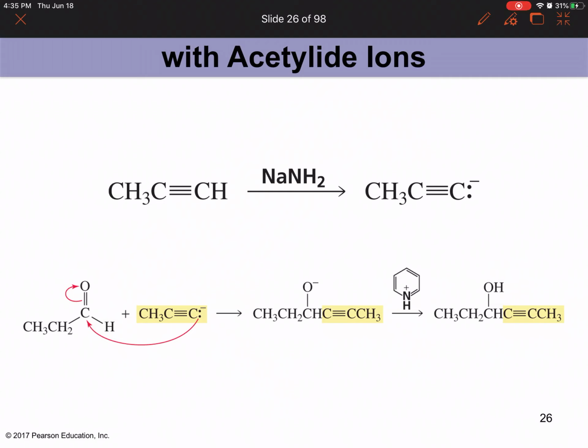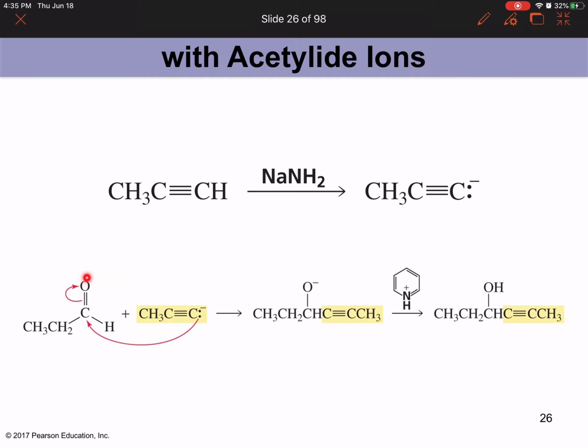Okay, so in the last section we learnt about how the carbonyl group reacts with the Grignard reagent, and here are some more examples of how other types of nucleophiles react with carbonyl compounds. For example, we have the acetylide ion, and in the presence of sodium amide, NaNH2, which is a base, the base grabs the acidic hydrogen and forms this carbanion.